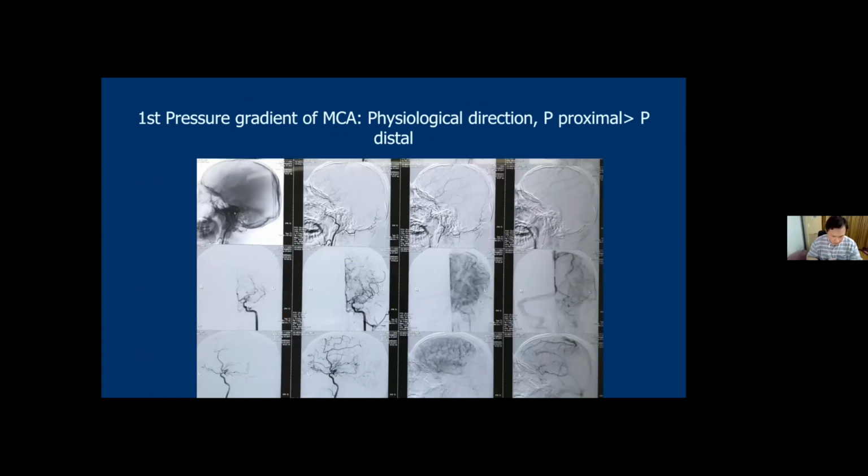Actually, in moyamoya vasculopathy, there are two kinds of pressure gradient of the MCA. This is the first type of the pressure gradient of the MCA. It still keeps the physiological direction, so we can see the MCA network will still shoot from proximal to distal. So this pressure P proximal is larger than P distal.